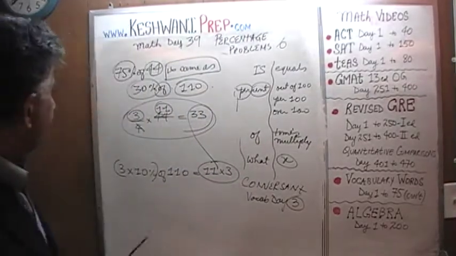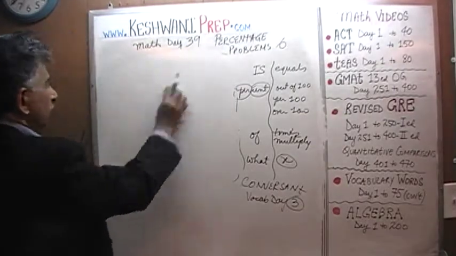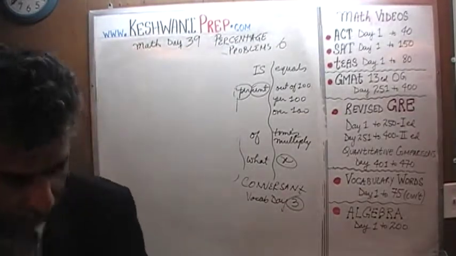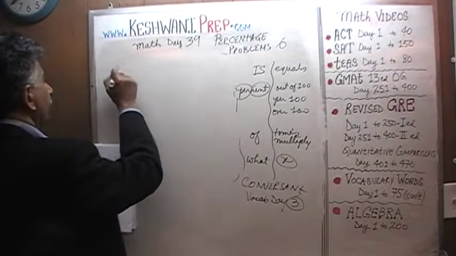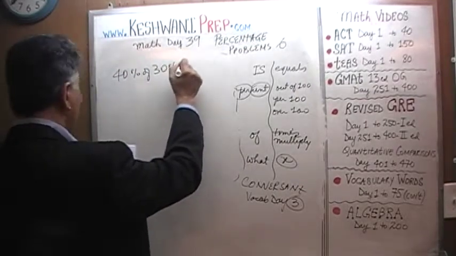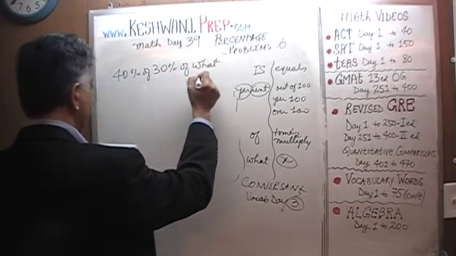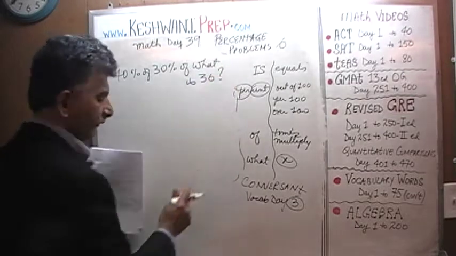Let's do one more, shall we? This time, we're just going to do it very fast, because we've been at it for a while now, we can go a little bit faster. 40% of 30% of what is 36?